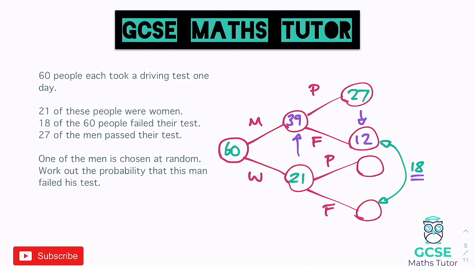Now we can deal with this bit of information. Look, these two have to add up to 18. We've got the one of them there is 12, so this has to be 6. And then these two here have to add up to 21. So we've got 6 in that one at the moment. So that's an extra 15 there to make sure that adds up to 21.